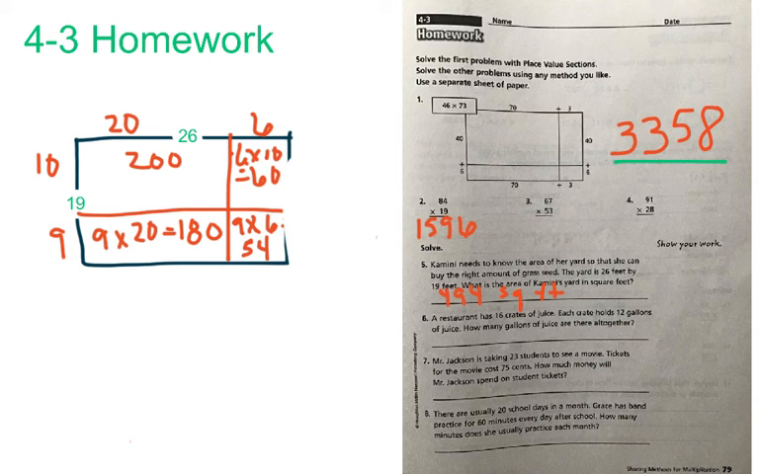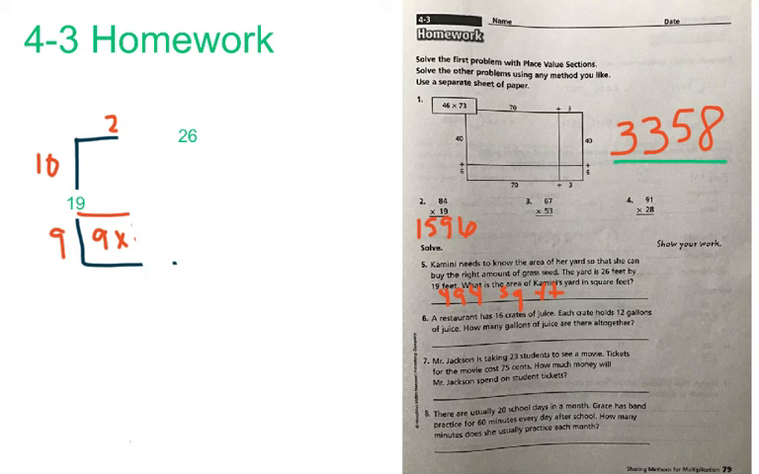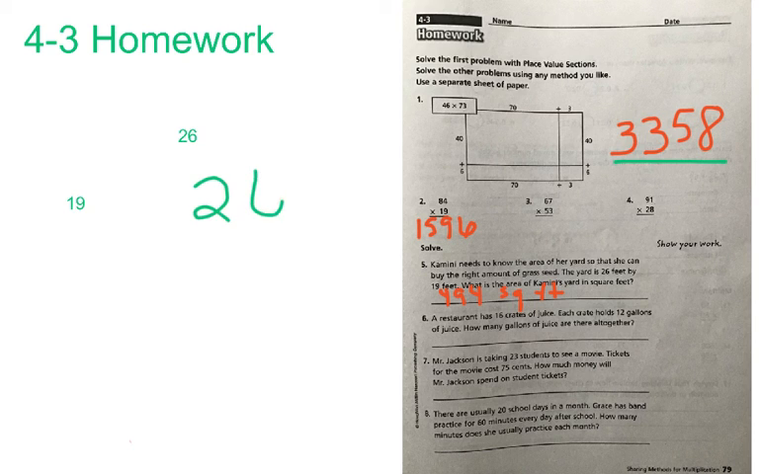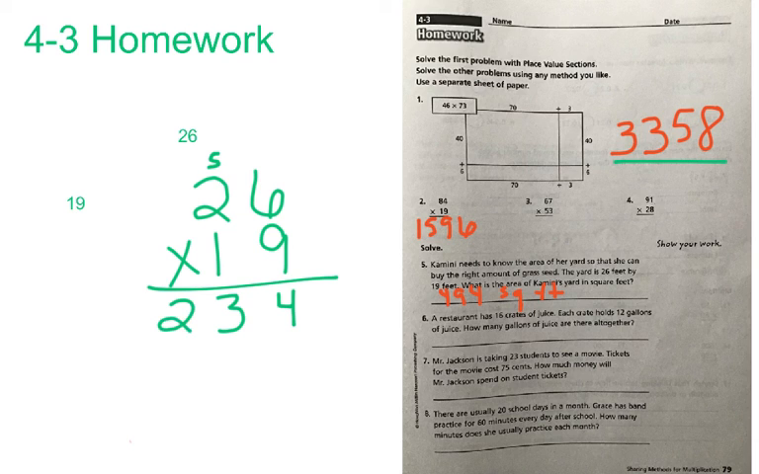You could also just simply multiply like you did in numbers 2 through 4, and you would just take your 26 and multiply that by 19. And here we would have 9 times 6 is equal to 54. Put down your 4 and carry your 5. 9 times 2 is equal to 18, plus 5 is equal to 23.